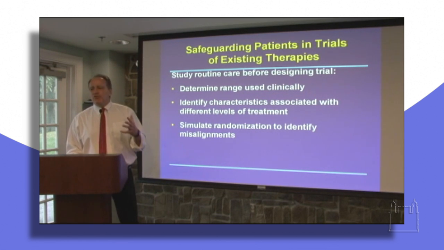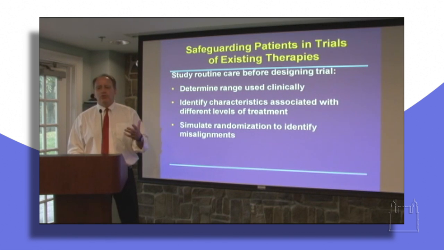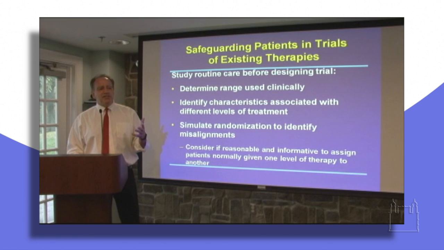But if one of your arms is very different, as it was in the SUPPORT study, and in all the studies I showed you, you have to have a control. You have to have a control to monitor safety. You have to have a control to make conclusions. Unless you can really prove to an IRB that the two arms are identical to usual care and represent two arms of usual care that are commonly used by more than 30-40% of people, you really do need to have a control. And you have to consider if it's reasonable and informative to assign patients only one level of therapy.